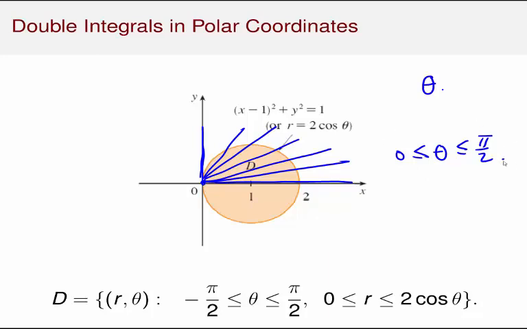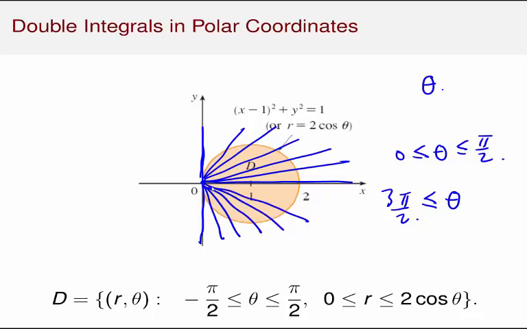However, this only covers the upper half of the region D. To cover the lower half, we need rays starting from the negative y-axis. That will be given by the equation theta equals 3 pi over 2. And now, by increasing the angle starting from the negative y-axis, we have a bunch of rays cutting through the region until we arrive back at the positive x-axis, which is 2 pi in this case.